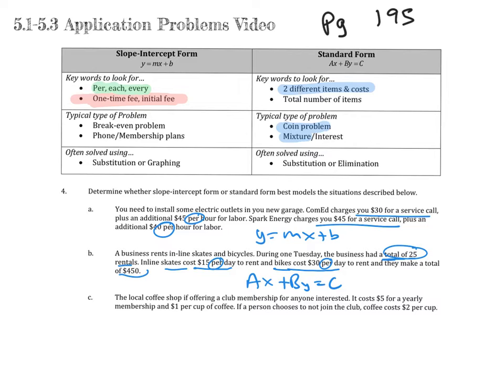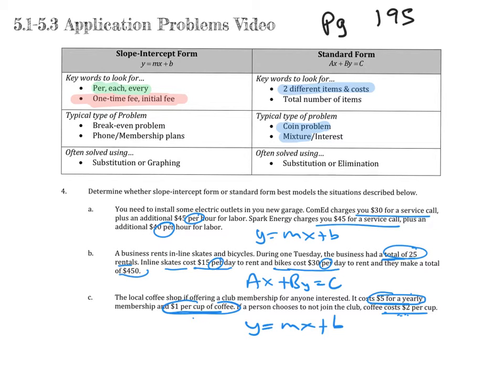Part C, local coffee shop, club membership, $5 for a yearly membership and $1 per cup of coffee. If they choose not to join, it's $2 per cup. So in that case, that's a slope-intercept because we've got $5 and $1 per cup of coffee. So that's your slope and your y-intercept, or a slope with no y-intercept. So this is y equals mx plus b.